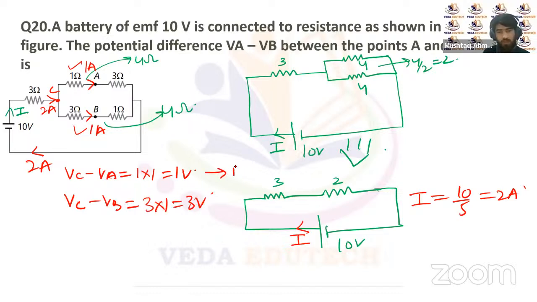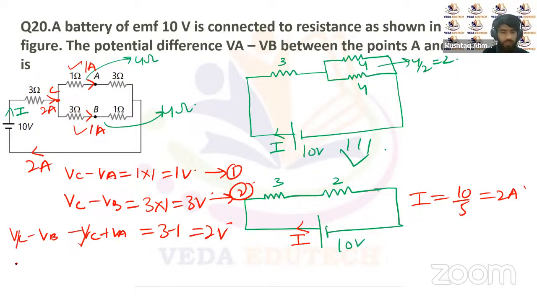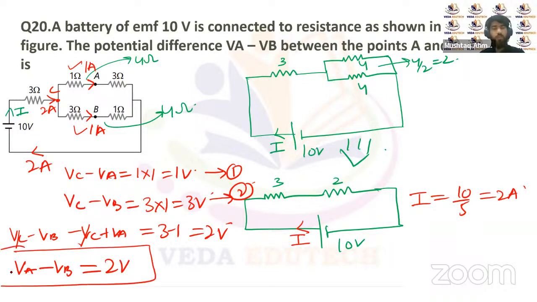This is our first equation and this is our second equation. Now if we subtract first from second, we get VC minus VB minus VC plus VA, that's equal to 3 minus 1, that's equal to 2 volts. So VC and VC get cancelled, and we are left with VA minus VB equal to 2 volts. So the potential difference between points A and B is 2 volts. So 2 volt is the answer for this circuit.